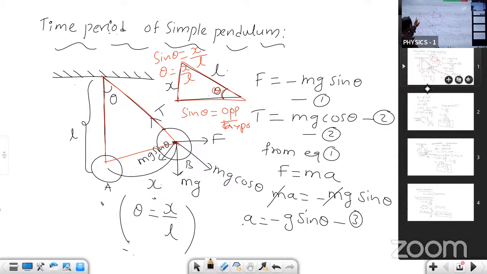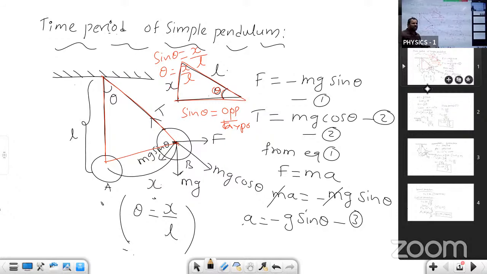Time period of a simple pendulum means drawing the diagram of a simple pendulum, with a little matter, just one to two lines. A simple pendulum of mass M is suspended from a rigid support. Then after the diagram: L is the length, theta is the making angle, and F is the external force.